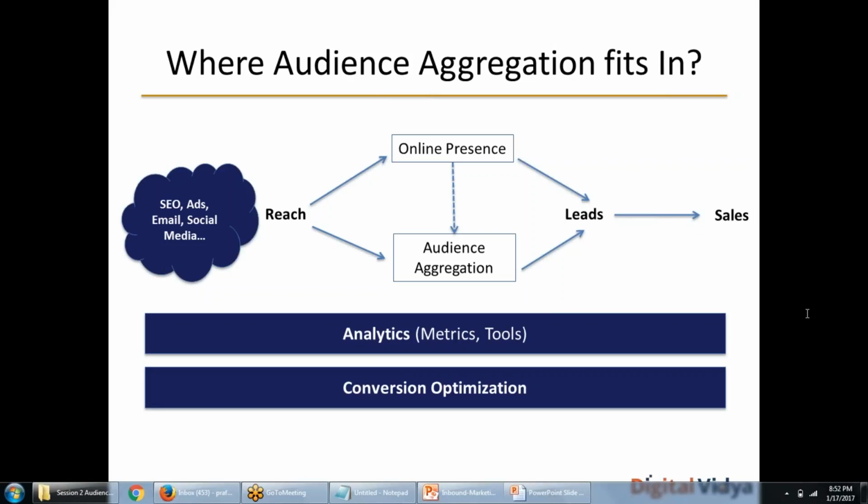So this basically gives you an understanding of how people behave once they come to your website. Once you have that knowledge, then you can use some other techniques to optimize conversion. That is called optimizing your existing leads to get more conversions, right? How to optimize that, how to get more conversions, we will learn in third week. This week we'll only learn about audience aggregation and how to get leads.